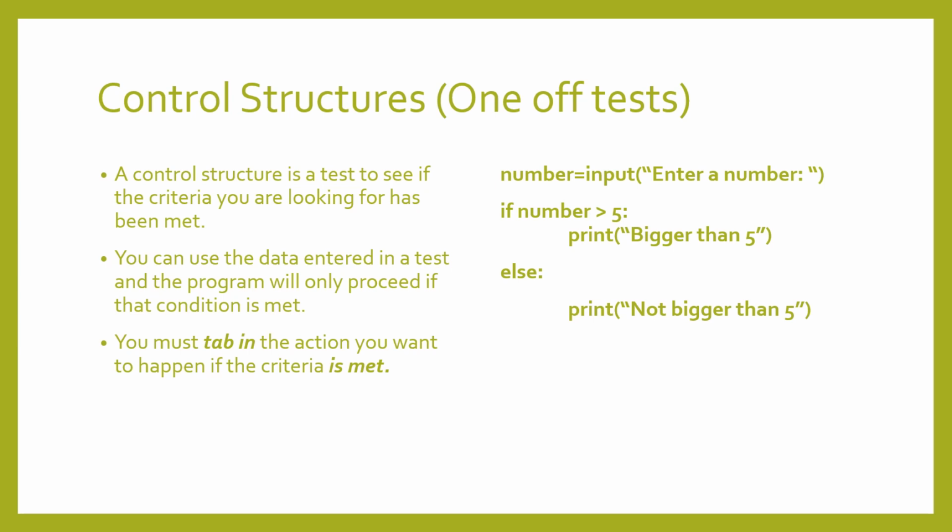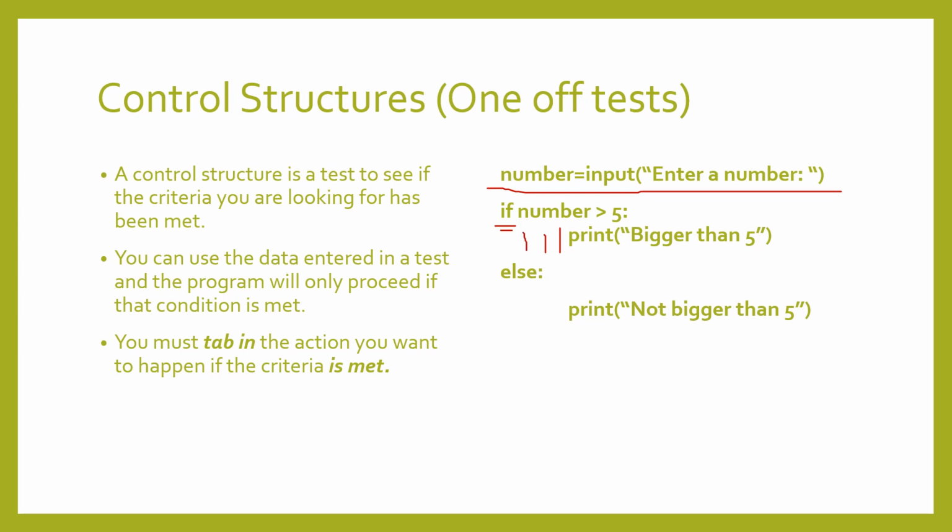We take some data from the user, just like we always do. So this is me asking the user to enter a number. Look, you can see number equals input, enter a number. The user's number is then tested against some criteria using this thing here. All right, it's called an if statement. It basically says if the number is greater than 5, do this. So if the number is greater than 5, do this. And that's why we tab in.